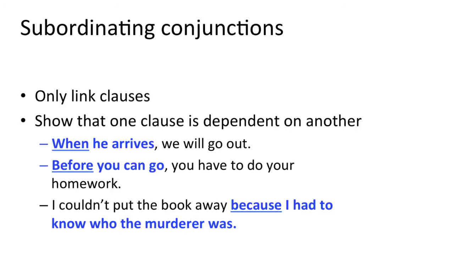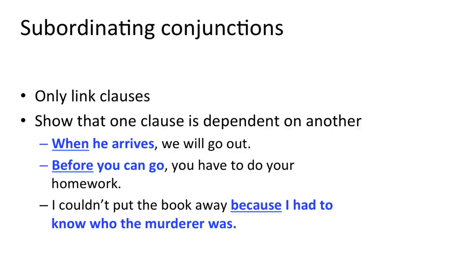In the first sentence, the thing that I'm saying will happen is that we will go out. When he arrives just gives some background information. It tells us when the going out will happen. It's what we call a subordinate clause, and the word when, which introduces this clause, is a subordinating conjunction.